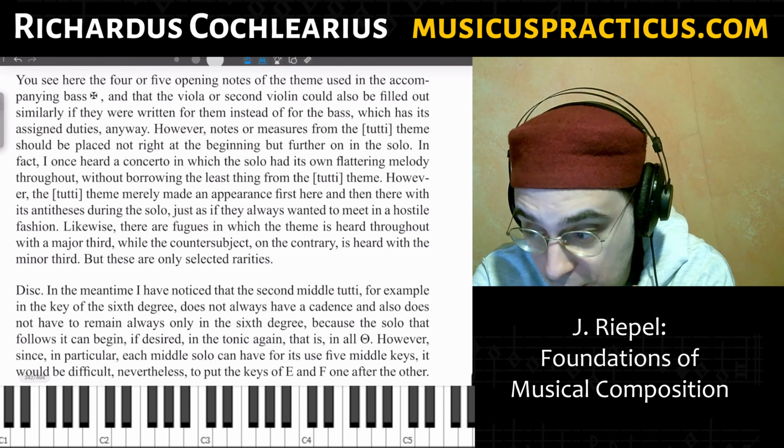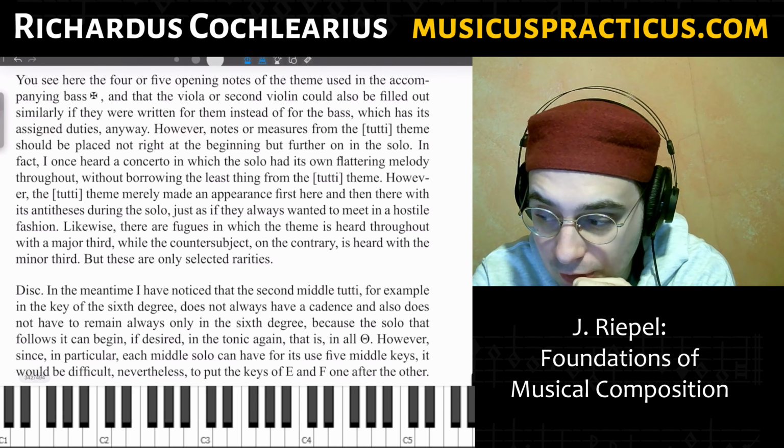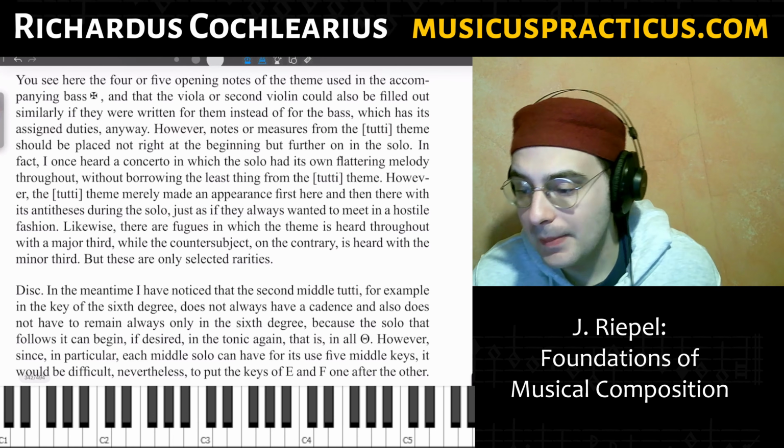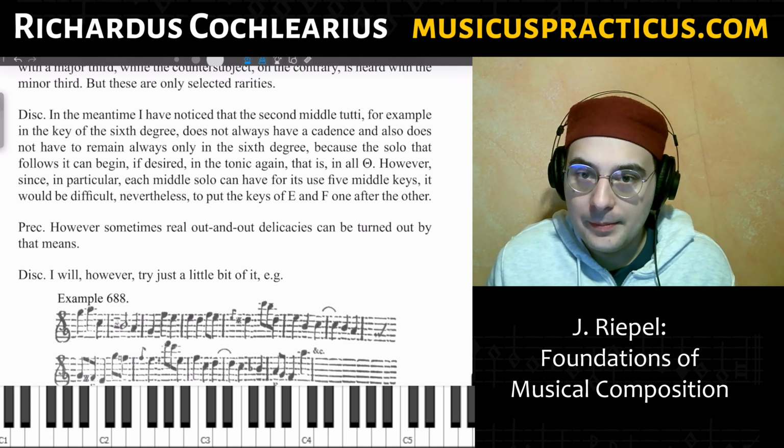Likewise, there are fugues in which the theme is heard throughout with a major third, while the countersubject, on the contrary, is heard with a minor third. But these are only selected rarities.